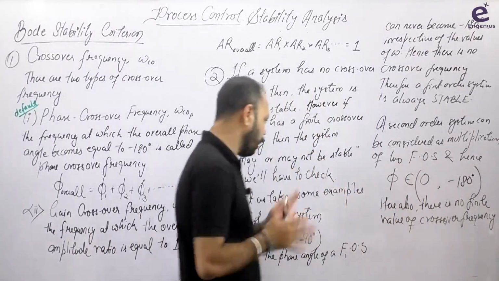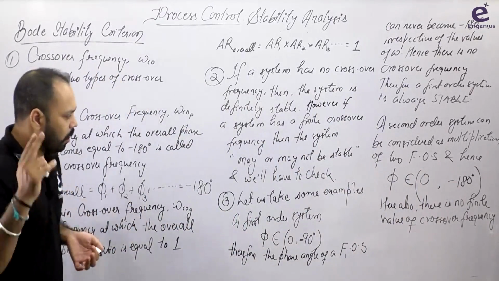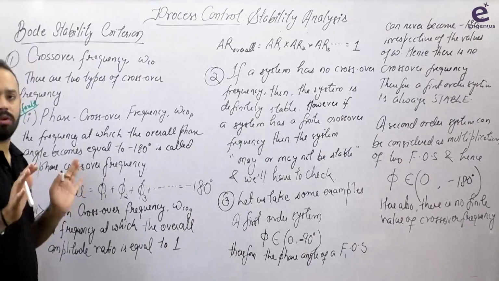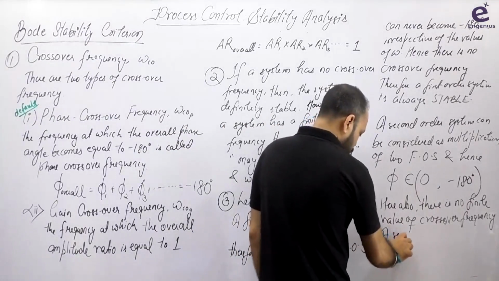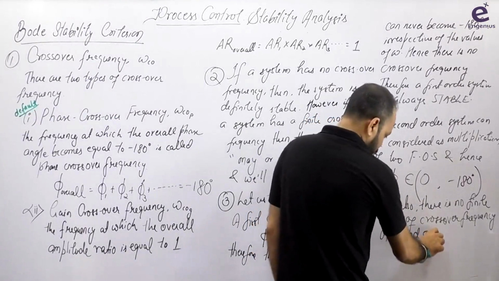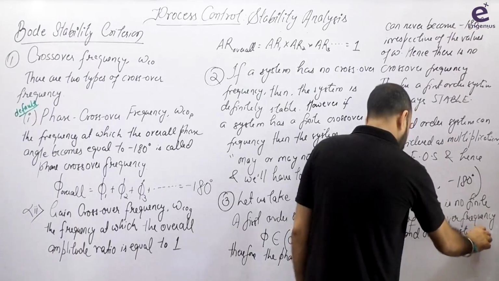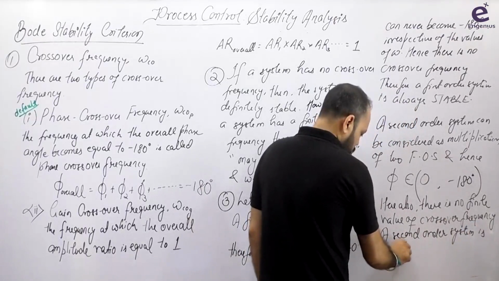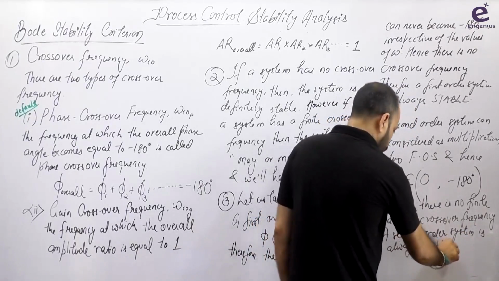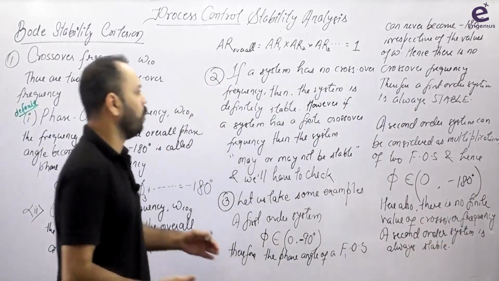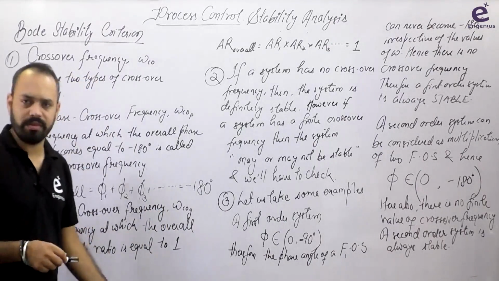So for any finite value of omega, phi cannot reach -180, and hence there will be no crossover frequency. If there is no crossover frequency, therefore a second order system is also always stable. Second order system is always stable according to this discussion, always stable according to Bode stability. अभी हालांकि मैंने आपको stability नहीं बताई है, but Bode stability is based on crossover frequency. Now those systems which do not have crossover frequency, they are always stable.